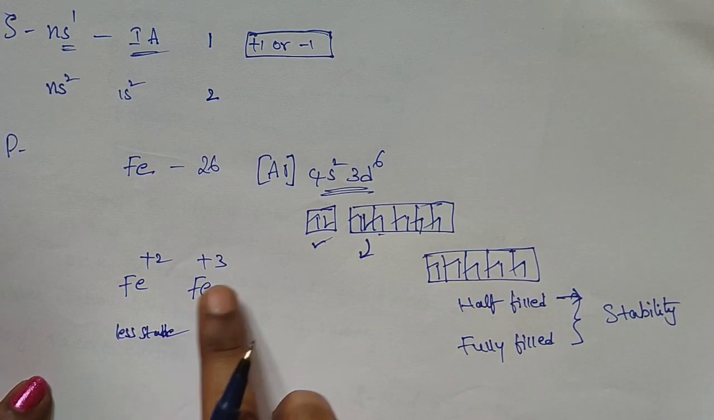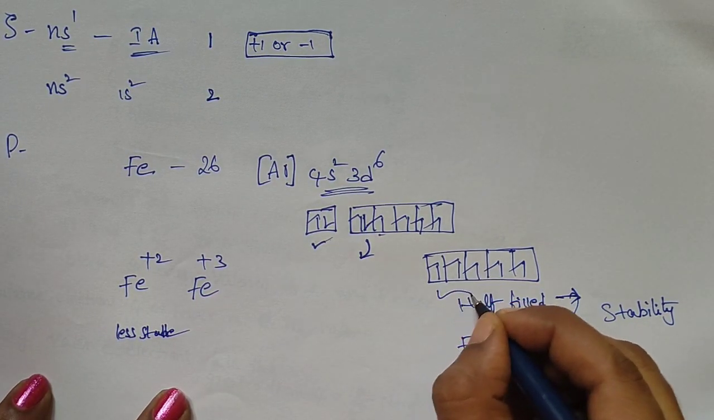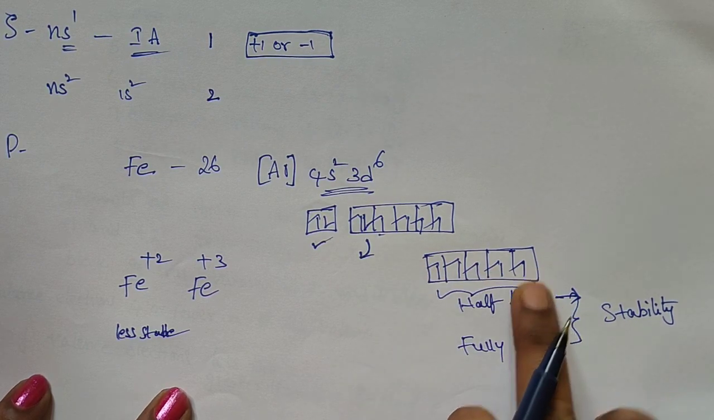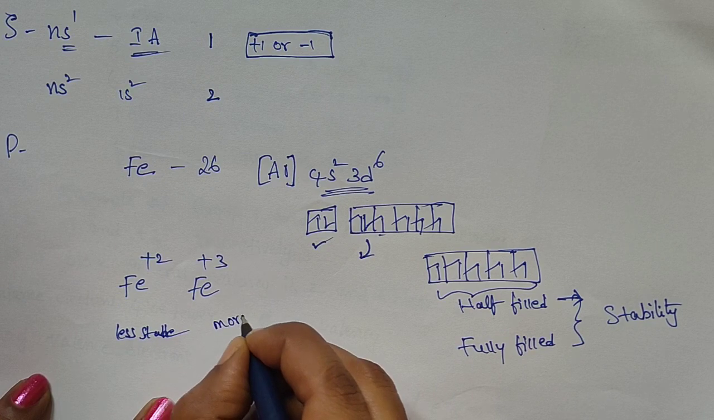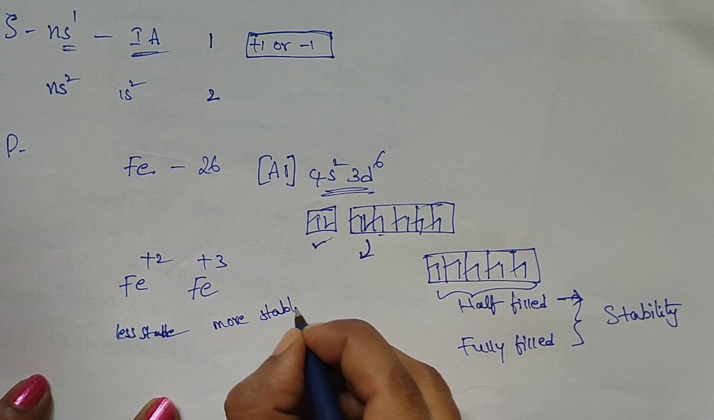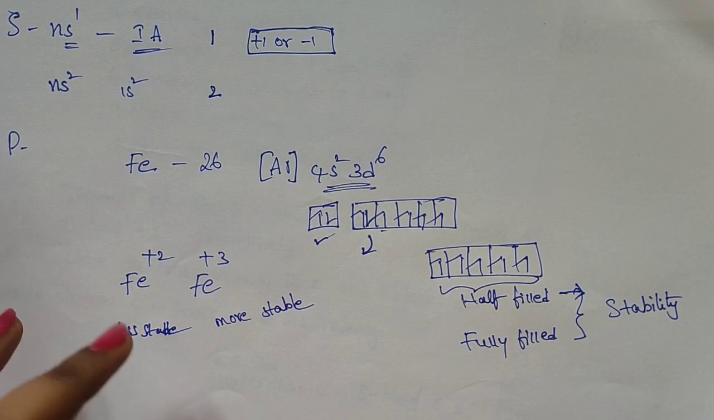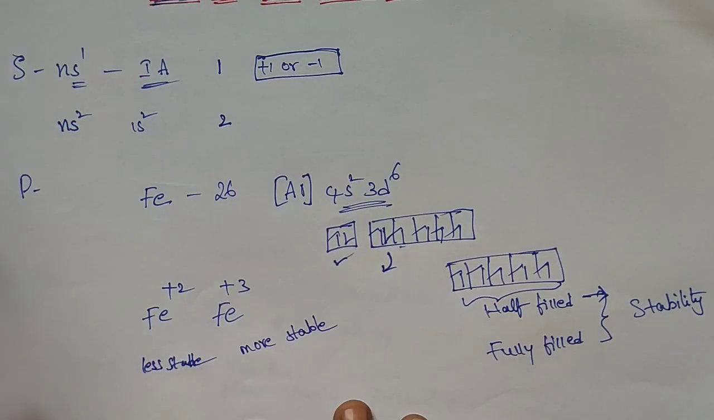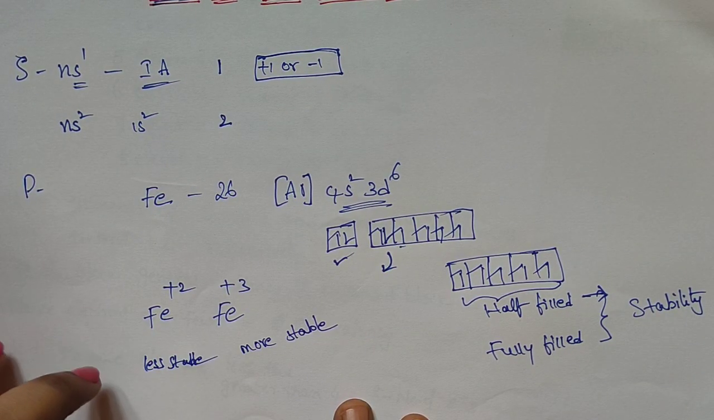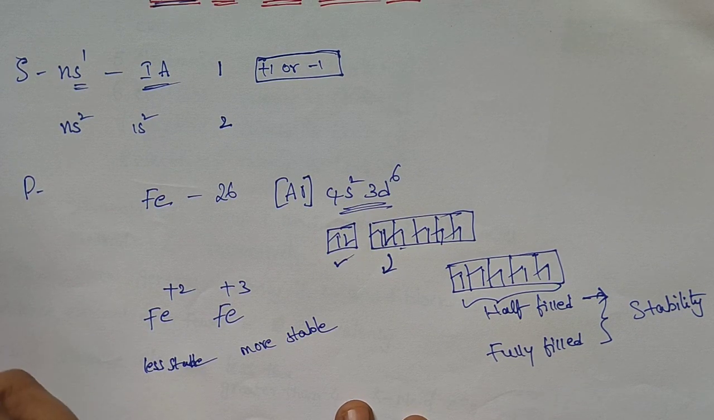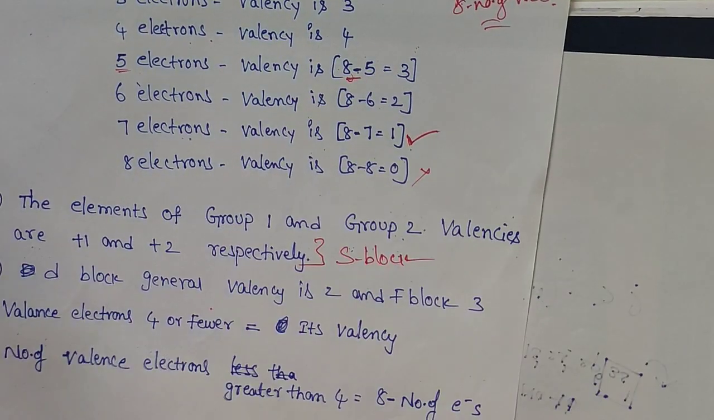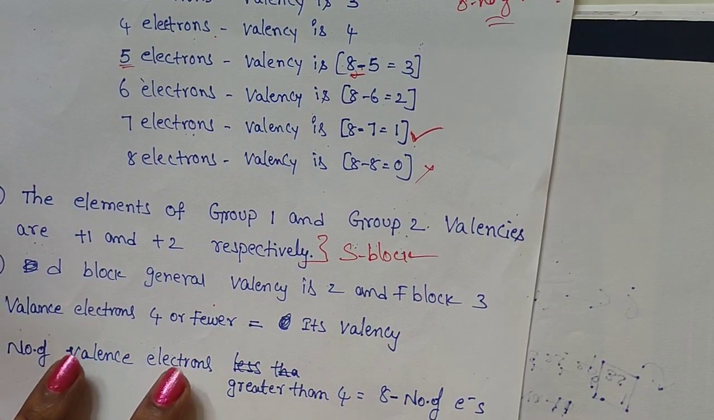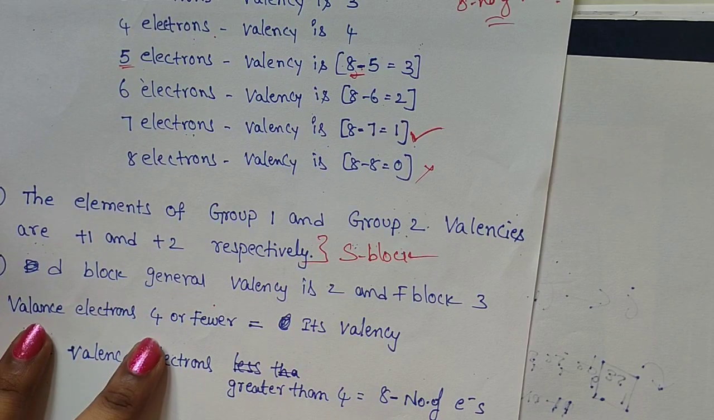See here, in the case of Fe+3, half filled orbitals are there, so Fe+3 is more stable. Okay, this is about variable valency. You've got to know. See students, you repeat, you have to listen to this one 2 or 3 times. Definitely you will get that. Okay. This is about variable valency.